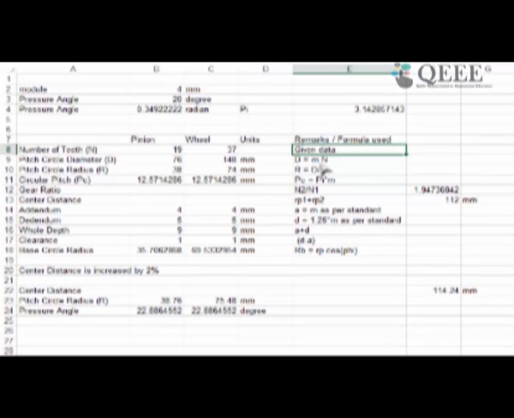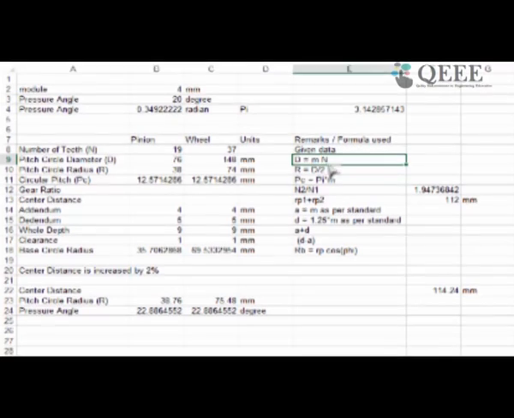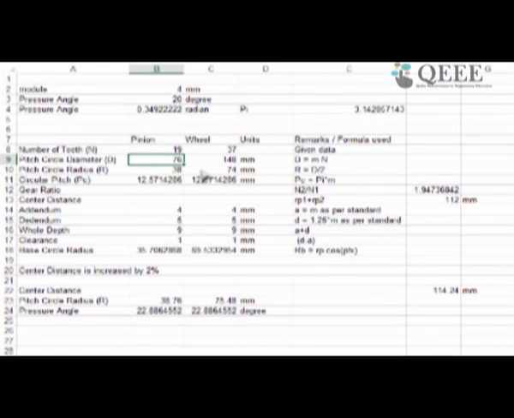So from the formula that module is equal to d by n, or diameter by number of teeth, the diameter of the pinion and the wheel can be computed as the product of module times the number of teeth. So I have implemented that. 19 times 4 is 76 and 37 times 4 is 148 millimeters, and the pitch circle radius is just half of that, which is as per this calculation.